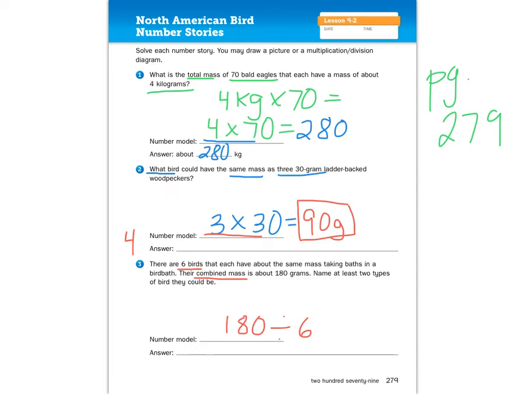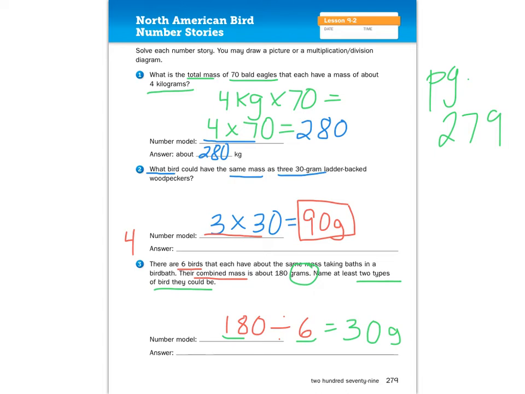If we do that, you might see a hidden math fact in here. 18 divided by 6. So what can you think of? 6 times what gets us to 18? That would be 3. So if we have 180 divided by 6, your answer would be 30. And we know that we're working with grams, so we would put 30 grams there. And then it says name at least 2 types of birds that they could be. So you are looking for birds that weigh about 30 grams.